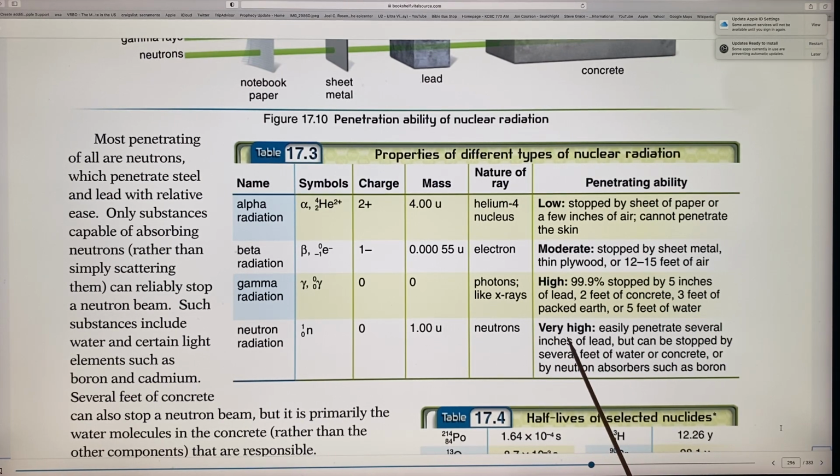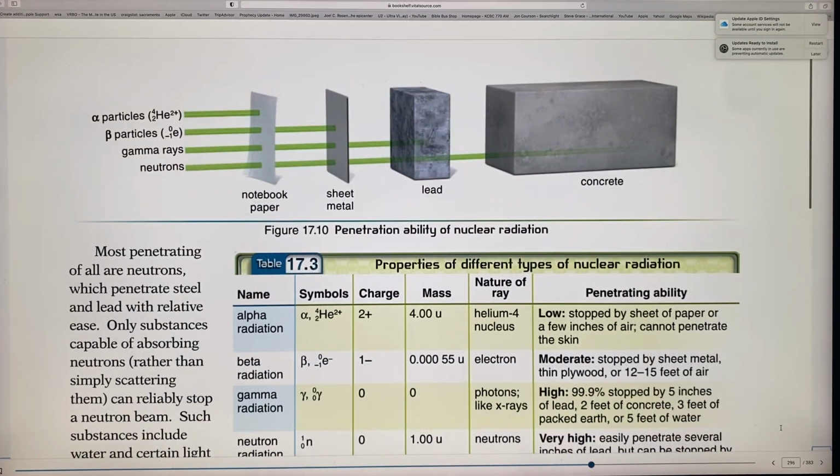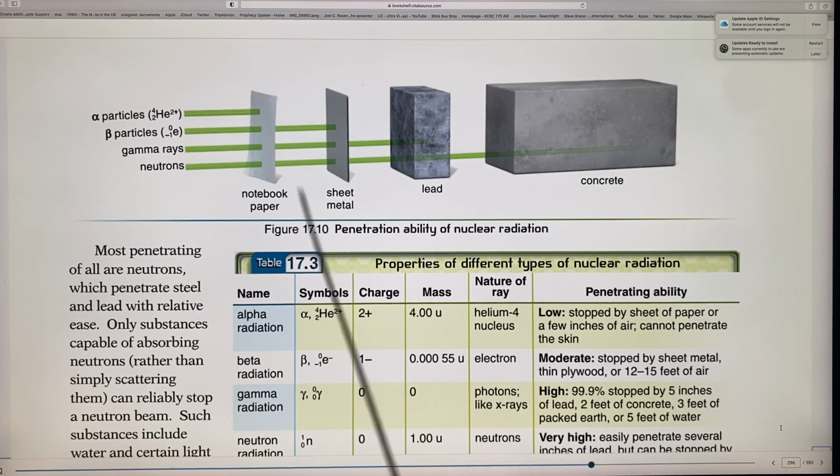So neutrons easily penetrate several inches of lead, but can be stopped by several feet of water or concrete. So these two are a lot of radiation, but basically gamma can be stopped by the lead, while neutrons penetrate through lead. Okay. So this picture here shows it all. We're going to go on to the next section actually.